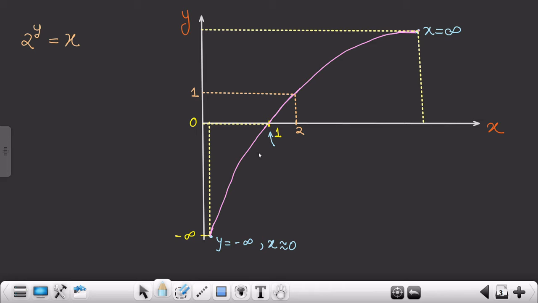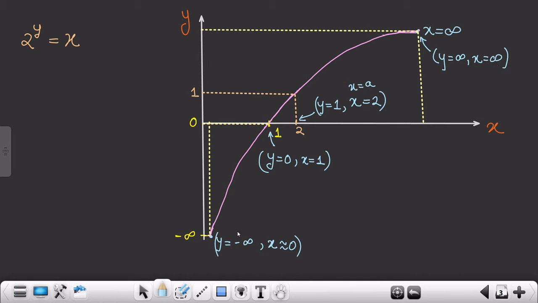And over here, when I'm talking about this point, if your y is 0, your x is 1, correct? Let me just highlight it with the help of a bracket. And talking about this point, when your y is 1, you're getting x as 2, or in our case the 2 is a, so you are getting x equal to a, right? And talking about this particular point, when you are putting y equal to infinite, you are getting x as infinite, correct? So this is what we concluded.